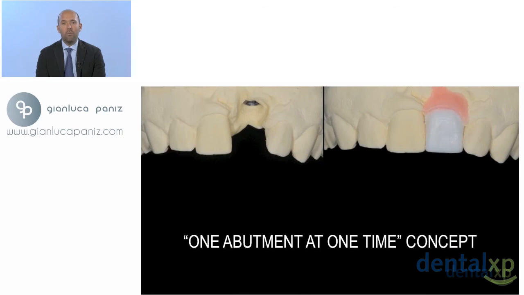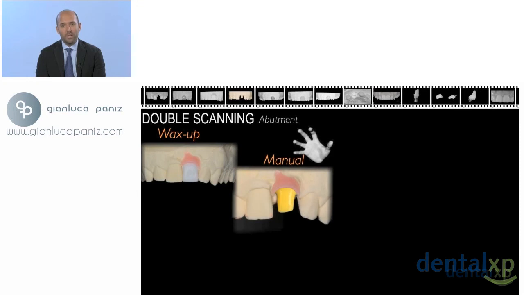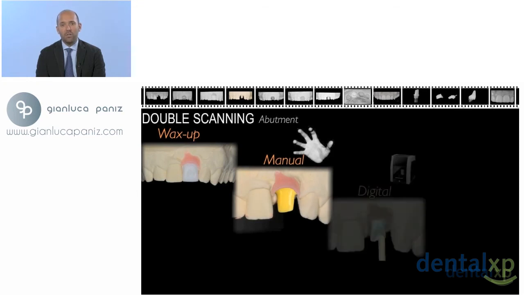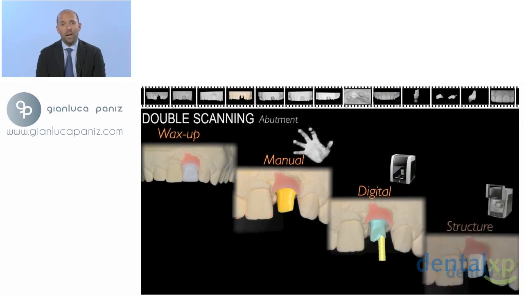And we utilize the concept of one abutment one time because we try to predict the final position of our gingival margin through a proper, adequate and very careful wax up, as you can see in these cases, and the information of the wax up is then manually transferred to the fabrication of a customized abutment and then digitally transferred to the fabrication of a definitive zirconium abutment with a titanium connector, as we saw before.